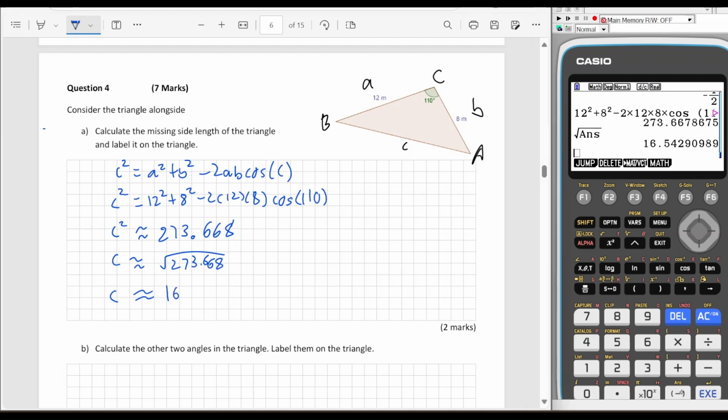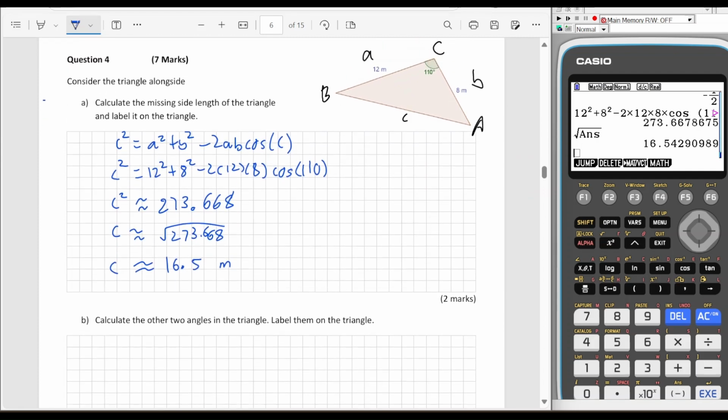16.5. One thing about exams, you need to write everything to 3 significant figures. So 16.5 is 1, 2, 3 significant figures. 16.5 meters. Now let's check our lengths. 12 and 8, 16.5 sounds about right. If my length was like 500, you'd know you'd done something wrong.